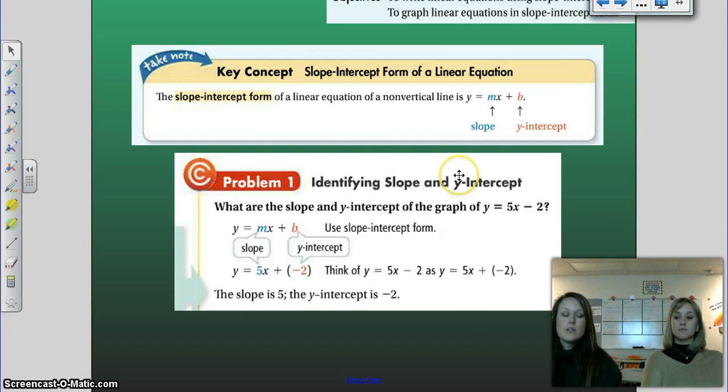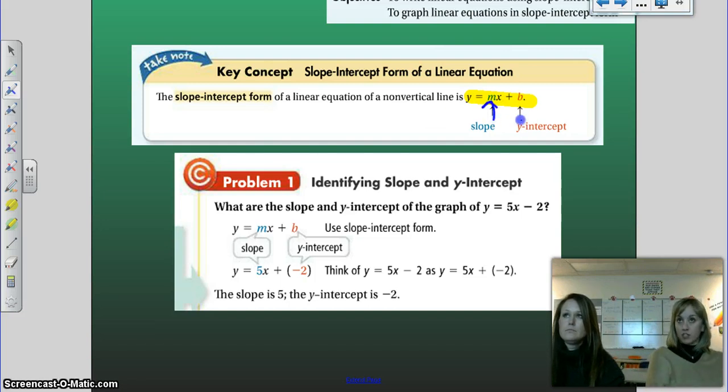So key concept, slope-intercept form. y equals mx plus b. m is your slope, b is your y-intercept. So your y and your x always stay in the equation. But the m will change, the b will change. Now what if b is not there? Then that means 0.